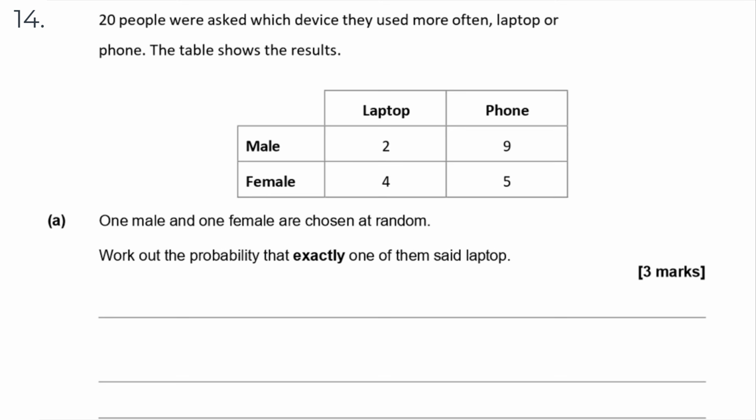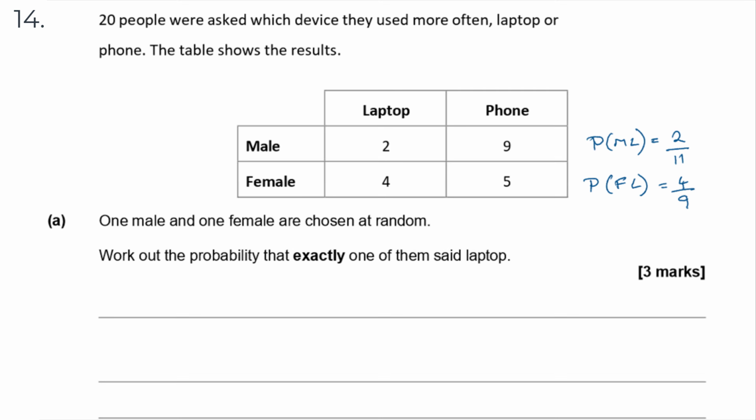Okay, let's first work out the probability of individual males and females saying laptop then. So the probability that a male says a laptop, that is going to be the 2 males who had laptops divided by the total number of males. Now, if you've got 2 with laptops and 9 with phones, that's 11 altogether. So the probability that a male says laptop is 2/11. Now, the probability that a female says laptop is the 4 who said laptop out of the total of 9. Okay. Now we know that, we want to work out the probability that exactly one of them said laptop.